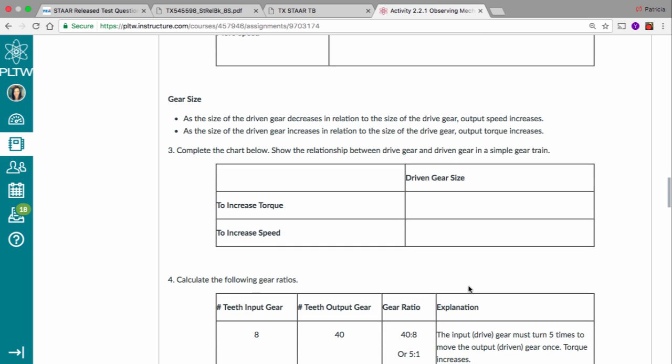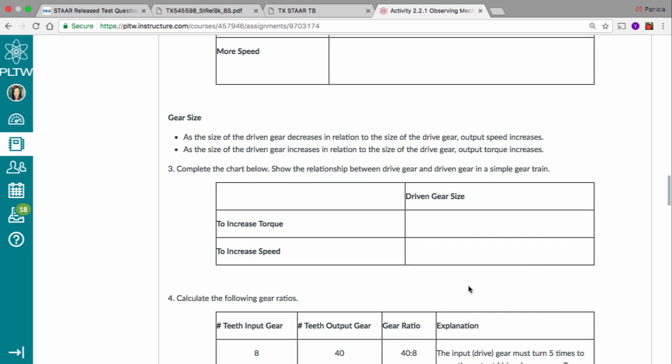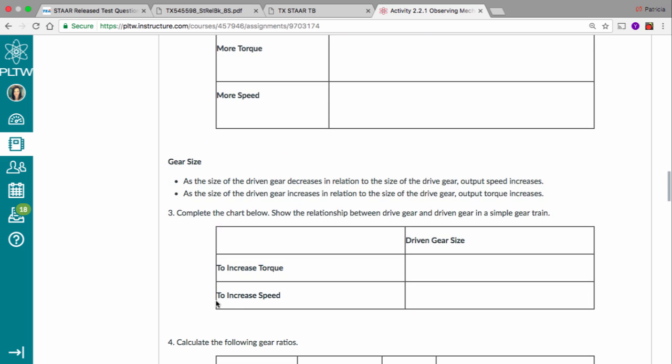So let's fill out this chart right here. Now we're going to focus on increasing torque and speed, but we want to do a driven gear size. So driven is the output, which is kind of the way I think anyway, so we're not really changing anything. If we want more torque, then we want a larger driven output gear. If we want more speed, then we want a smaller driven output gear. Now, I keep saying both because I'm wanting you to make sure you understand the vocabulary interchangeably. If you prefer drive and driven or input, output, that's fine. But whichever choice I use, make sure you understand that it is the same thing.